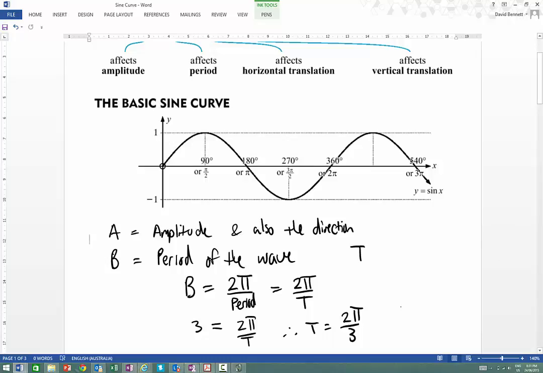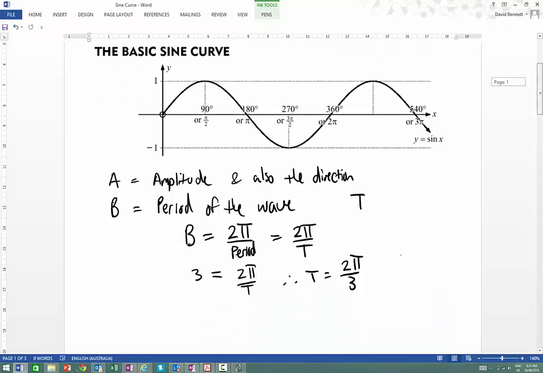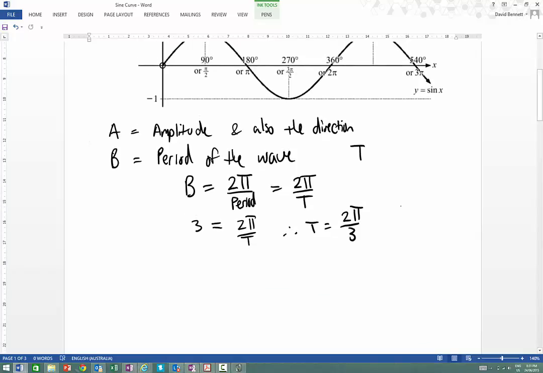Alright, so that will give you a bit of an idea about how to actually work out the period of a wave, which is really important. That tells you how often it will oscillate. So if we're looking at a yearly thing, that might be over 12 months, or if we're looking at a tide thing, that might be every 12 hours. So they've got different periods depending on that.